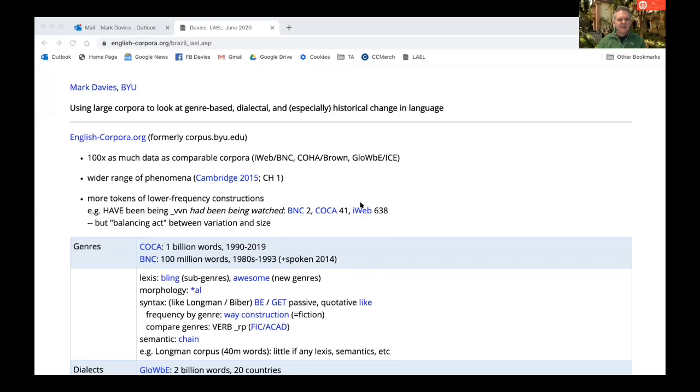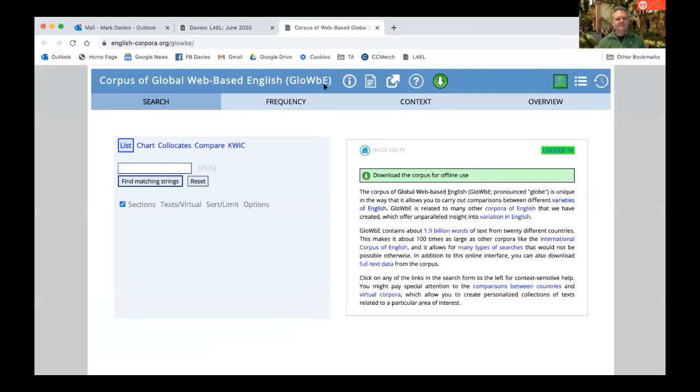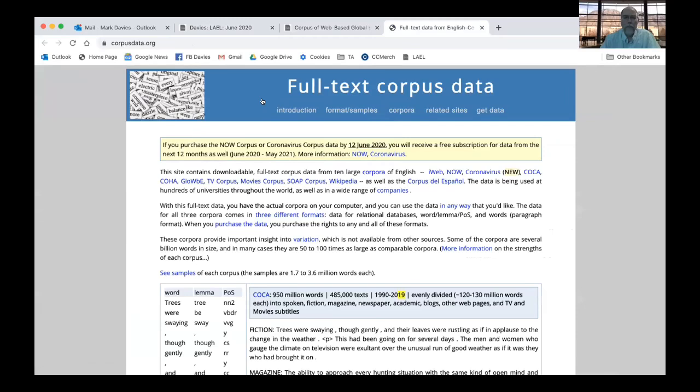So there's one here from Mohammed. He's asking, is the GloWbE corpus available? I think he means to download. Yeah, so all of the corpora that I've been talking about here, my screen is still shared, right, Tony? Yes. All of the corpora that I've been talking about here, you can come in and download that data. So pretty much all of the 2 billion words is downloadable for GloWbE.